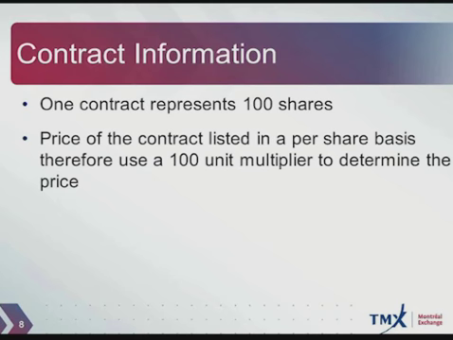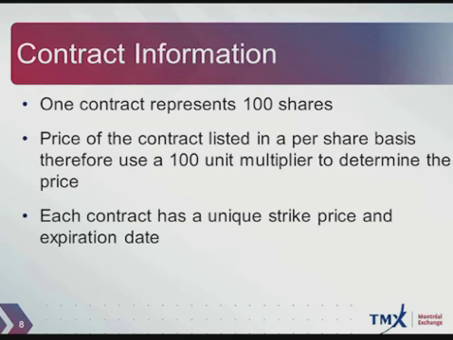The price of the contract is listed on a per share basis, so when we look at the price of the contract within our brokerage platform, we're going to take that number and multiply it by 100. So if we're looking at a premium of $1.25, let's say, then that means we would be paying $125 per contract. Now, each contract has a unique strike price, and each contract has a unique expiration date.